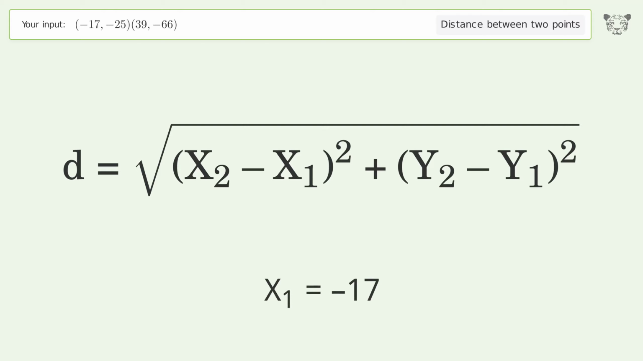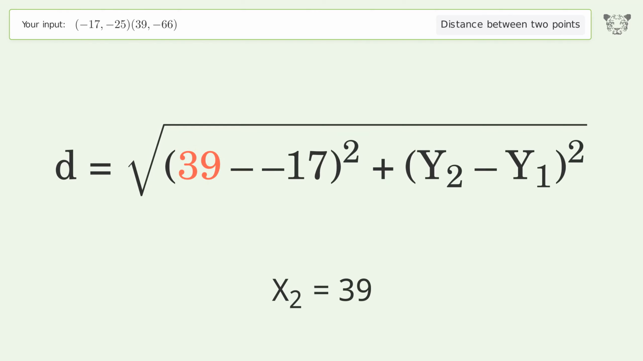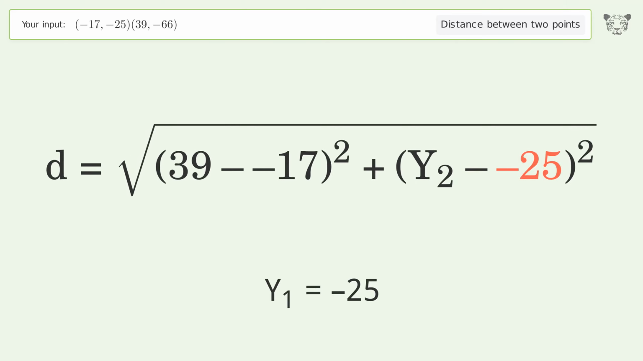x1 equals -17. x2 equals 39. y1 equals -25. y2 equals -66.